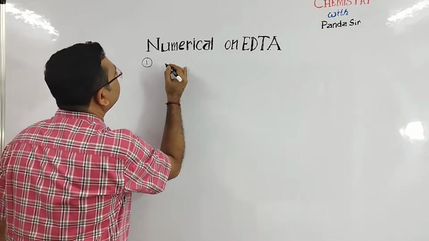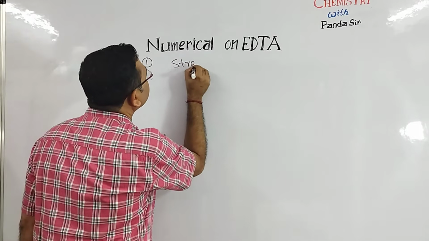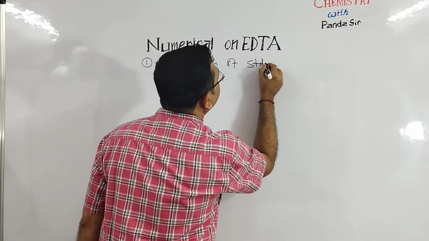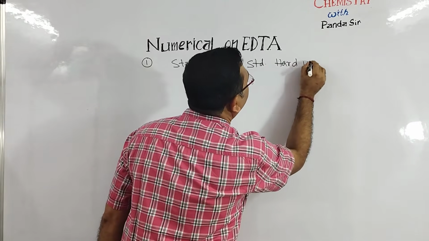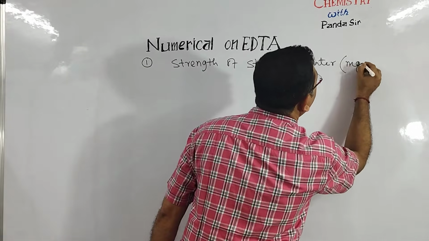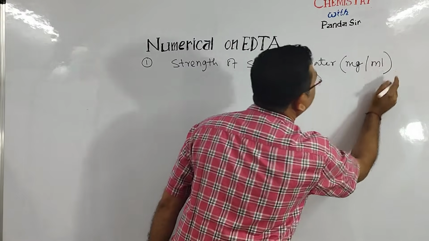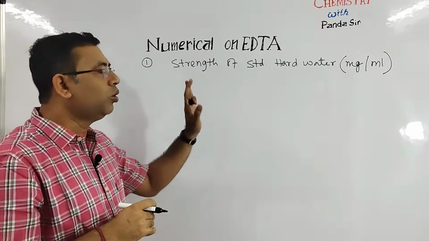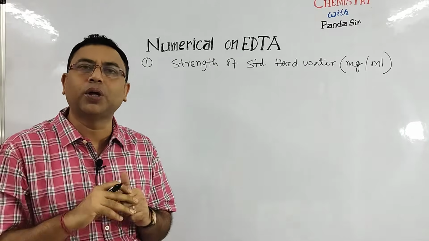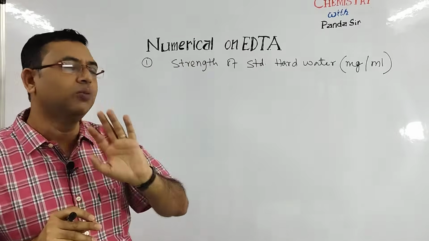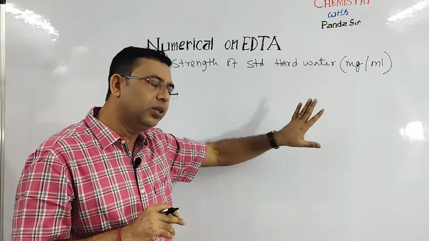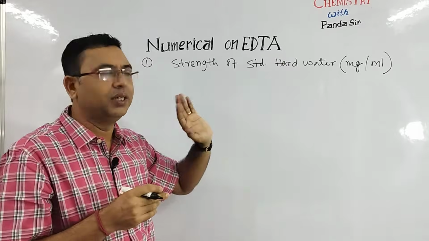The first step is to know the strength of the standard hard water in milligram per ml. So that is the first thing. And remember, all the values will be there in the numerical. Only the values may change, that is not a problem, but this information will be there in the numerical. So the strength of the standard hard water in milligram per ml. If it is there, it is fine. If it is not there, we have to calculate it like that, in milligram per ml.